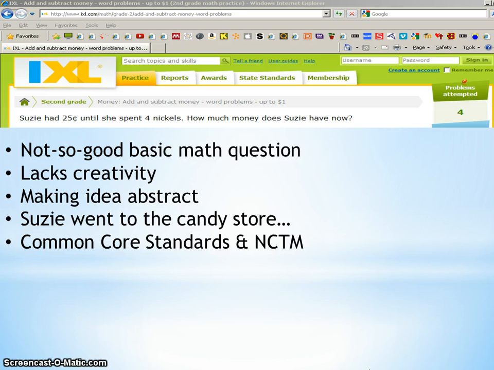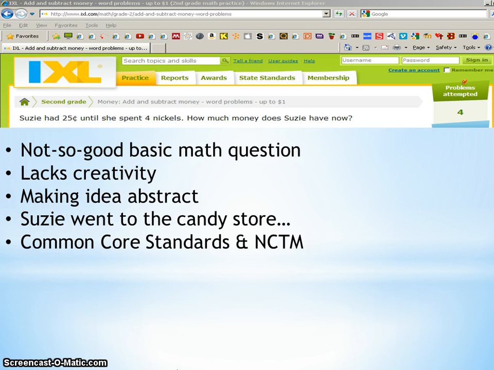There's nothing going on that a student can relate to other than Susie had 25 cents and she spent 4 nickels. However, if the problem had a setting such as Susie went to the candy store and spent 4 nickels and so on, that would make it more concrete for second graders. Now, even though this problem still lines up with Common Core standards and NCTM standards, those are not the only attributes to a good math question.